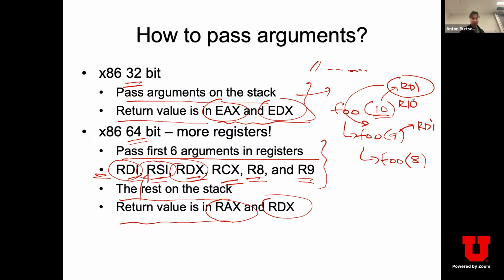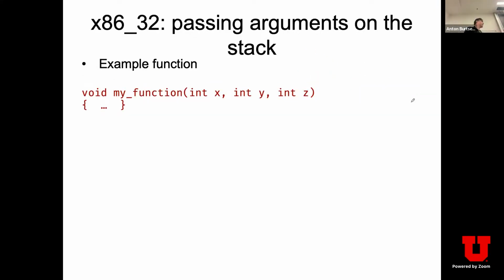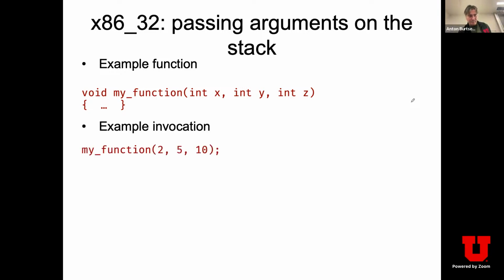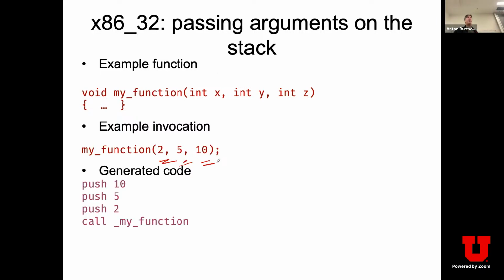But okay, passing arguments. As I said, the code which you will see in this class is 32-bit x86 code, generated on these Linux machines. The convention is called, I think, cdecl, and will look like this. So if you have 3 arguments, and you invoke this function with values 2, 5, and 10, the compiler will generate the following code. So it will reverse the order. It will first push the last argument on the stack, then the middle argument, and then the first argument.